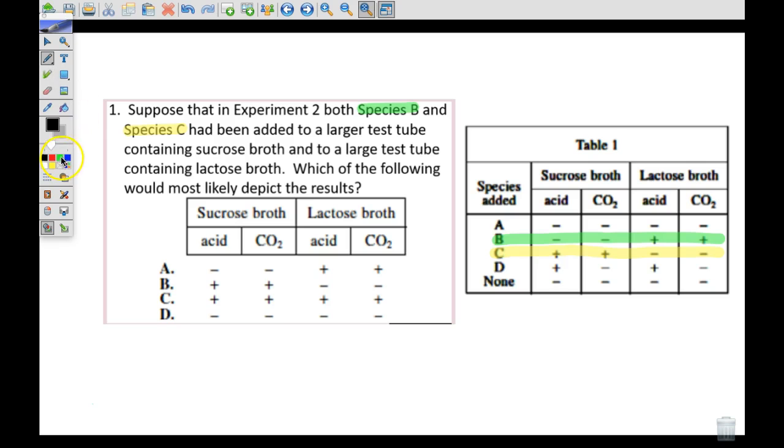Well, in experiment 1, we see that species B reacts with lactose as given by these plus signs, and species C reacts with sucrose. So if we put both of these species in the same test tube, we would have results with both types of broth. So C is the best answer for number 1.